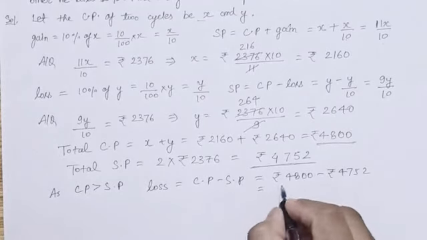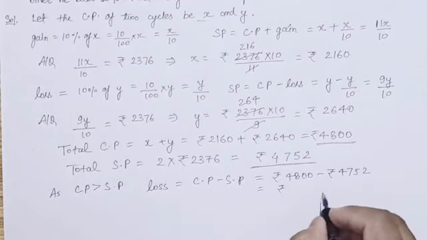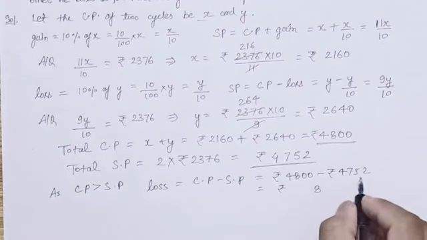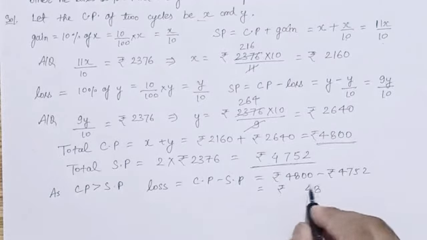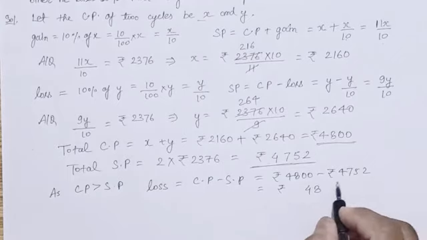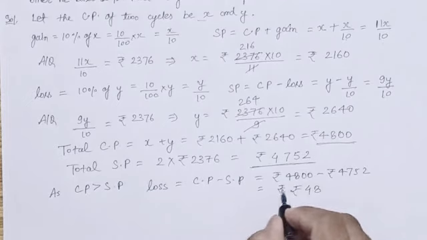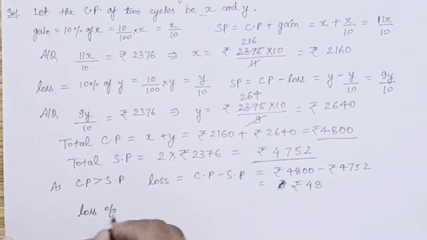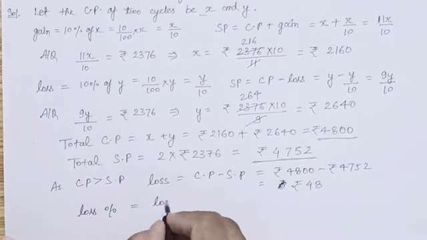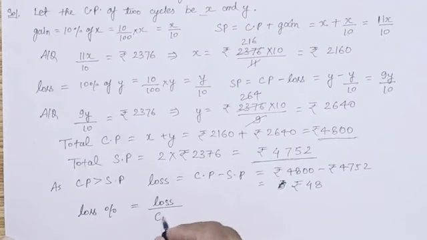So what we have? 0 minus 2, 8. Here we have 9 minus 5, 4. And that's it, 48 rupees. It means there is a loss of rupees 48. Now let us calculate the percentage. Loss percentage is equal to loss divided by CP into 100%.